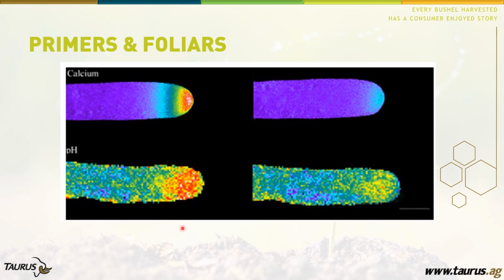Now, the direction of the tube is controlled by gradations of calcium and pH changes, and calcium is really key for both building the structure of the cell walls of the pollen tube and signaling the direction it should flow.